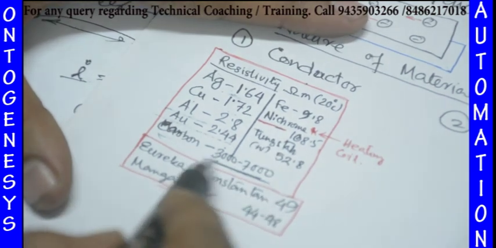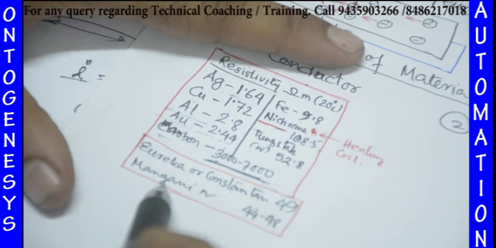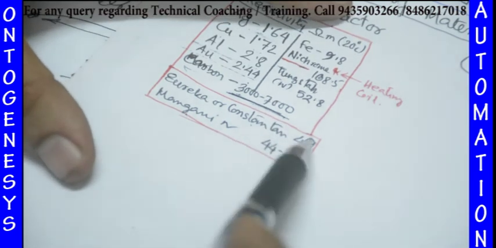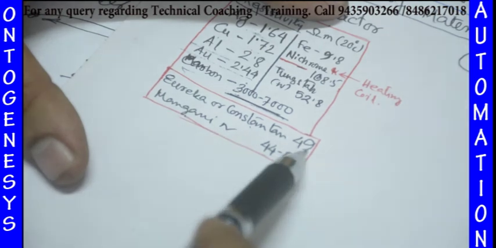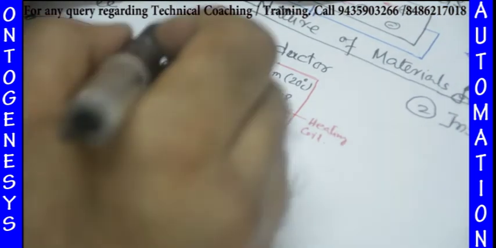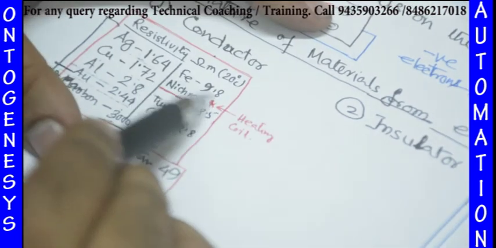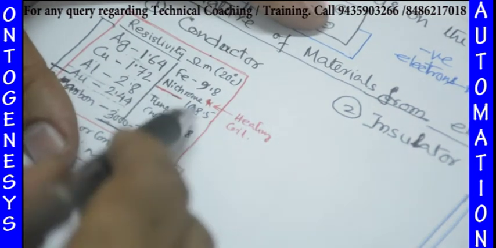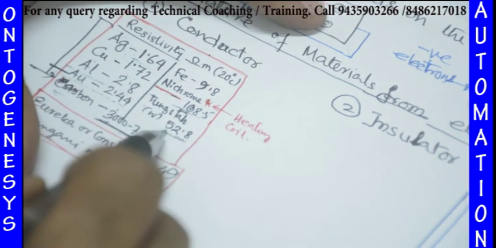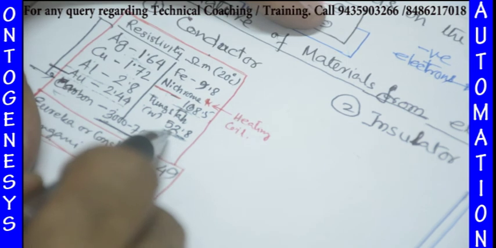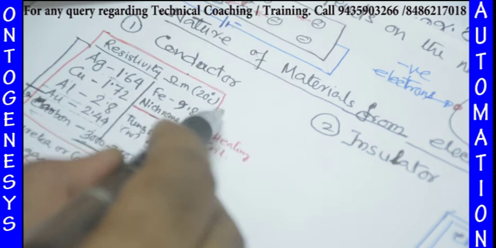So carbon 3000 to 7000, and eureka, manganese, constantan, as I have mentioned many times, they have around 40 or 50: manganese 44 to 48, and eureka and constantan 49. So these are the conductors. Okay, and iron 9.8, nichrome heating coil has resistivity of 108. Tungsten 52.8. Tungsten is used for valve material and has a high melting point. So these are the resistivities at 20 degrees centigrade.